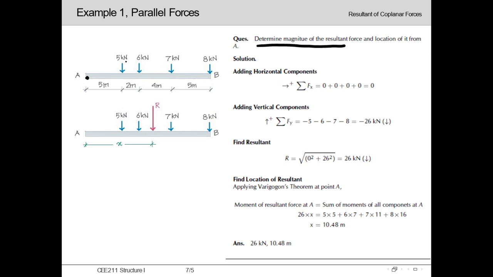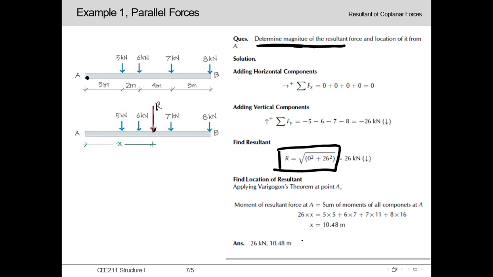So these are the loads acting on AB beam. The loads are 5 kN, 6 kN, 7 and 8 kN. There are 4 loads. All are acting downward. So from here we can easily assume that the resultant will also be acting in downward direction. So here is the resultant R. Firstly, we need to calculate the magnitude of the resultant. In order to calculate the magnitude, we know that the formula is R is equal to root over summation of Fx square and summation of Fy square.